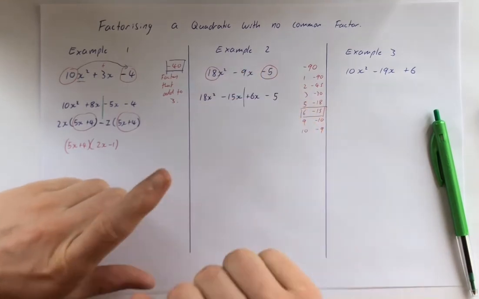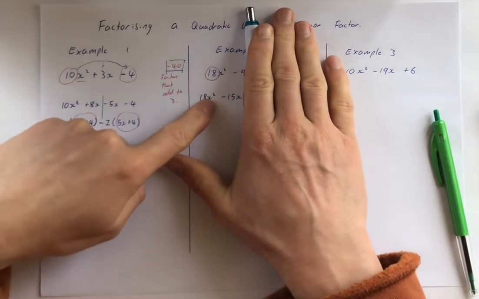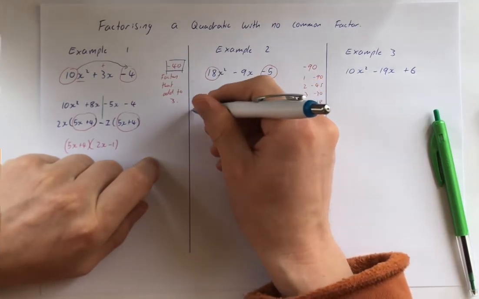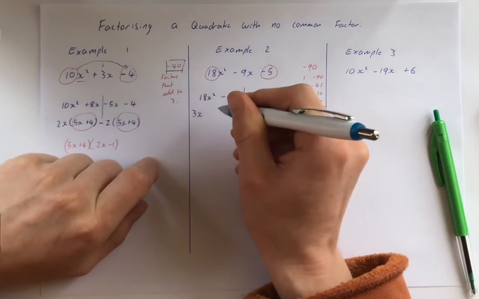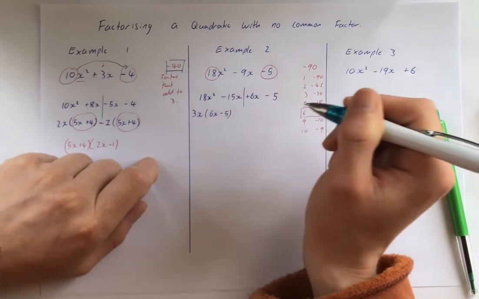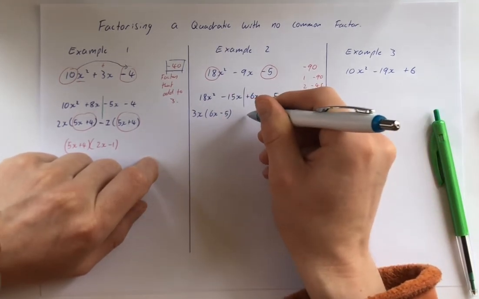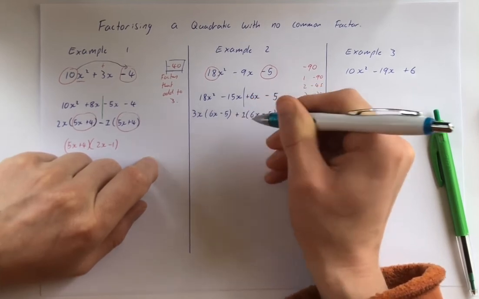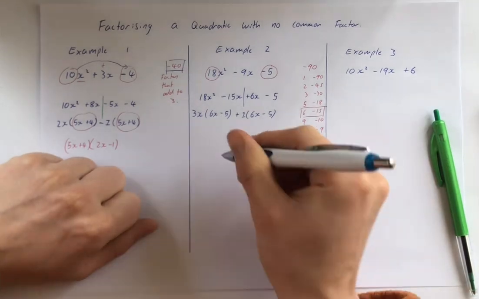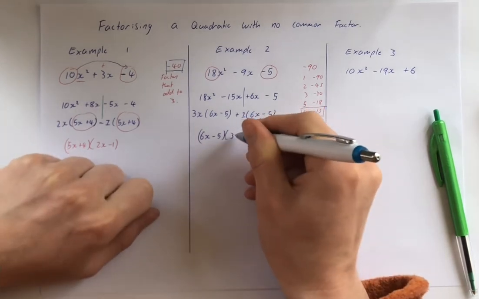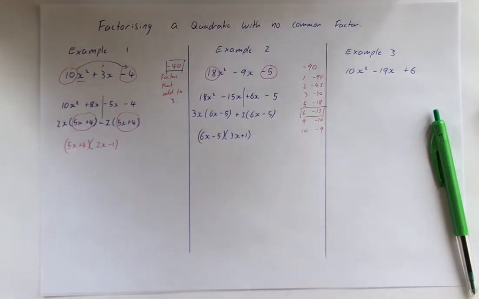Now I'm just going to focus on the left hand side. What can come out of both of those? A 3 goes into 18 and 15, and an x goes into x squared and x, leaving 6x minus 5. We've got the same thing over here. We want this written as a bracket though, 6x minus 5, so there has to be a plus 1 there. There's one bracket, 6x minus 5, and there's your other bracket, 3x plus 1. Cool, now it's fully factorized.